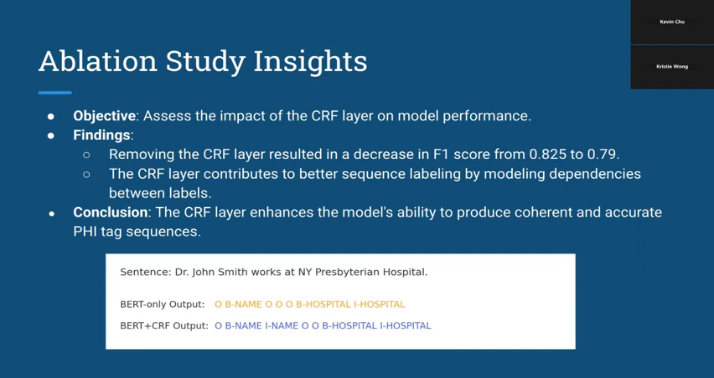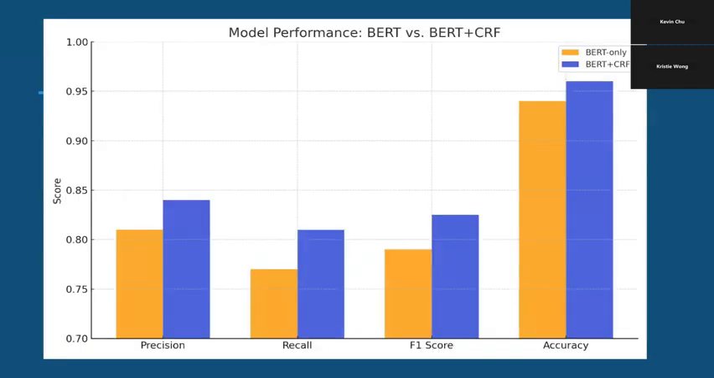So in the example picture, we see that the CRF layer helps ensure that the model learns valid tag sequences. B-name should be followed by I-name, not B-name followed by O, which is why it performs better in structured prediction tasks like de-identification. This graph depicts the model performance comparison for the BERT and CRF layer and BERT without CRF. The BERT and CRF model had higher precision, recall, F1 score, and accuracy.